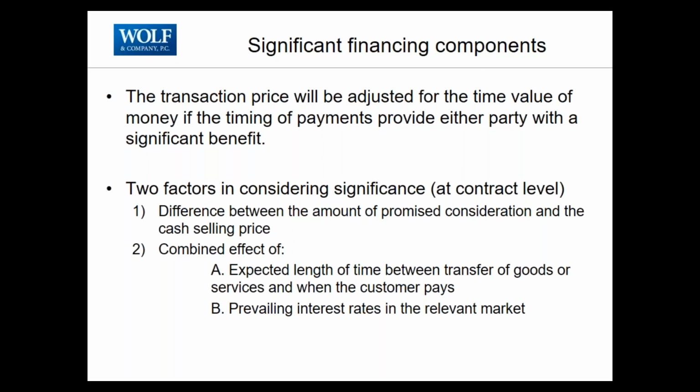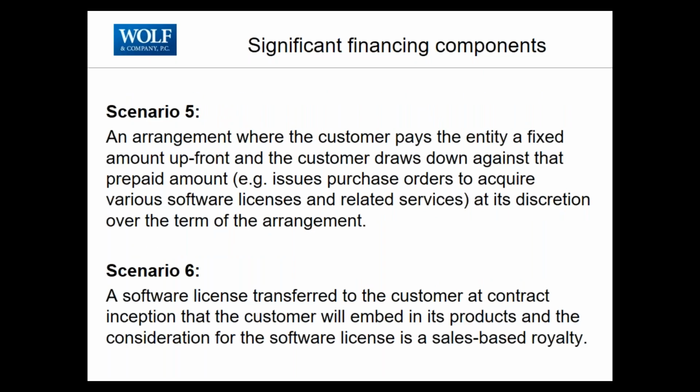So now we'll go to some examples of exceptions to significant financing requirements for software companies. Some examples might look like this. So consider scenario 5, where there is a flexible arrangement where the customer pays the entity a fixed amount upfront, and then the customer draws down against this prepaid amount. So it issues purchase orders to acquire various software licenses and related services, and it's done at its discretion over the term of the arrangement. So in this scenario, the customer is controlling the timing of the transfer of goods and services, and therefore this does not qualify as a significant financing component.